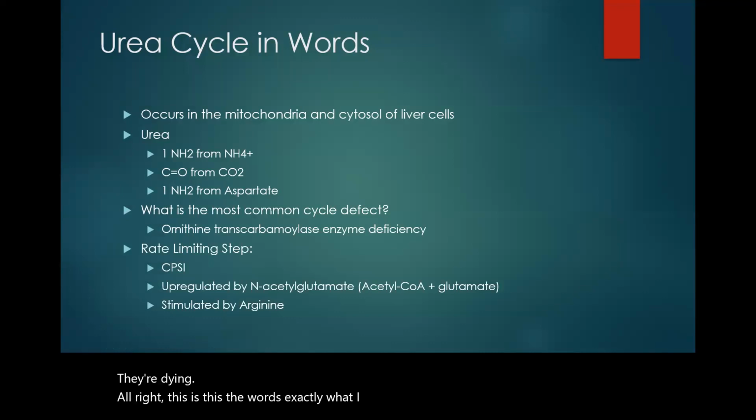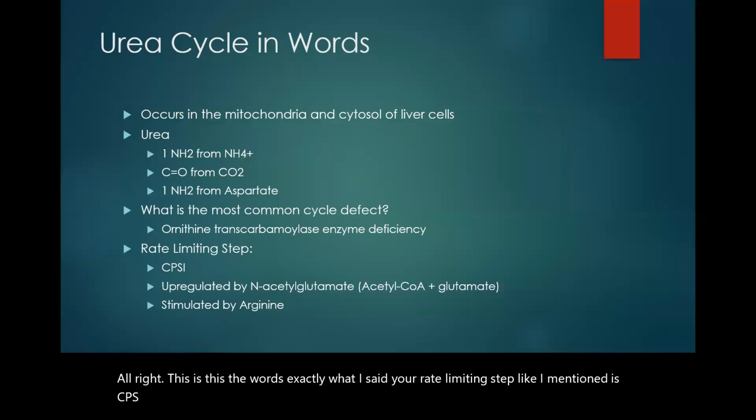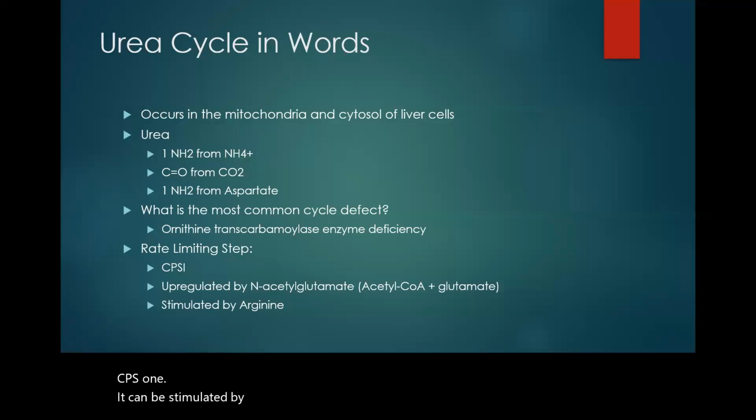Your rate limiting step, like I mentioned, is CPS1. It can be stimulated by arginine. It can also be upregulated by acetyl-CoA and glutamate.